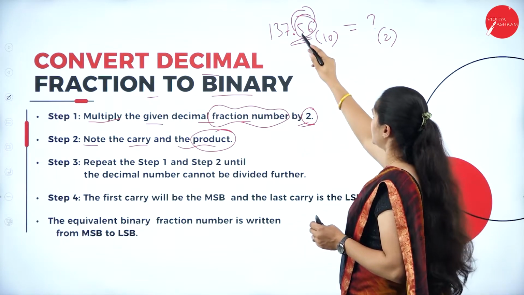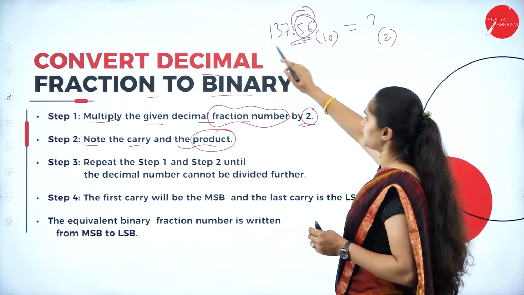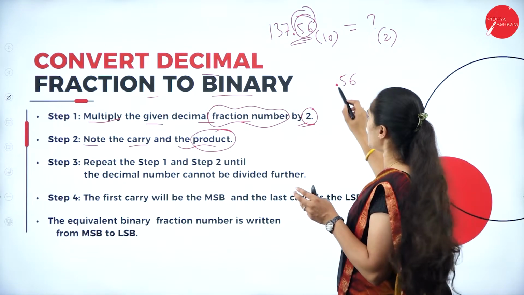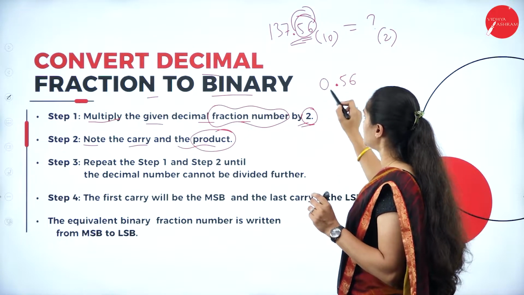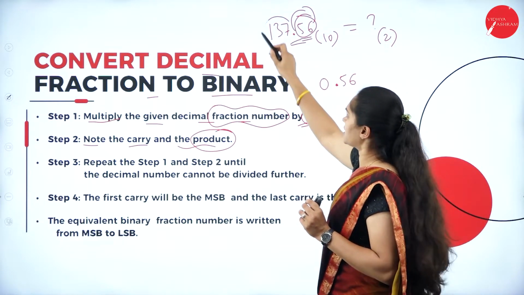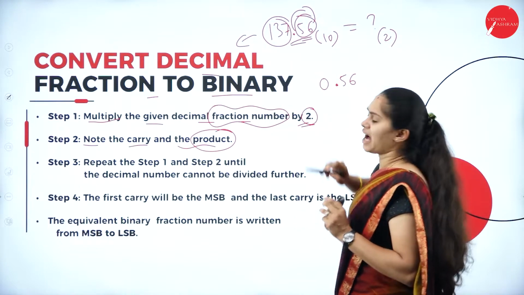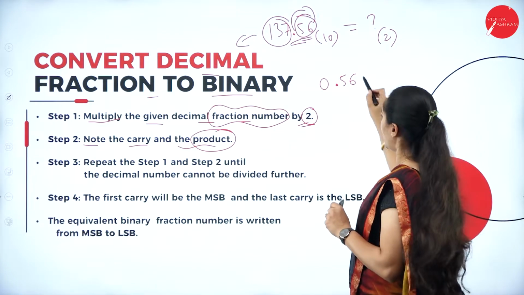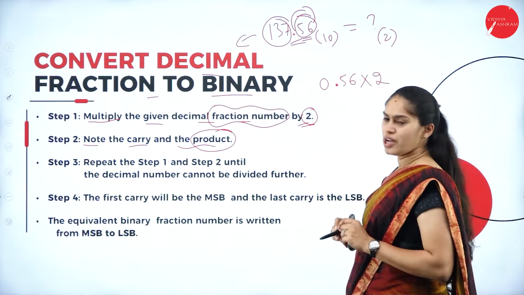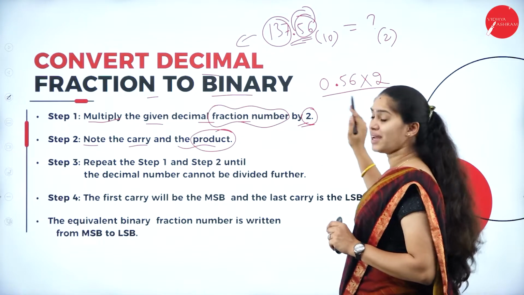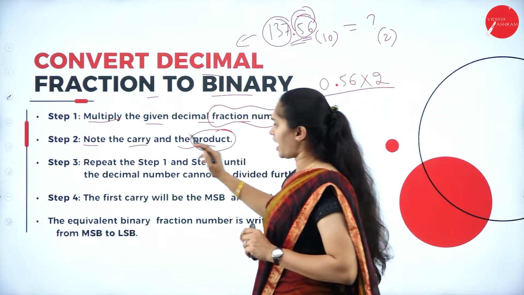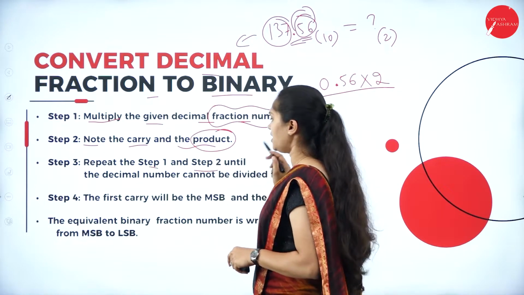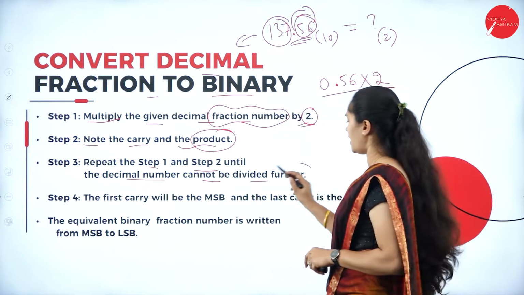We have to multiply it and find out the product. For example, if it is 0.56, after the decimal what we have is 0.56. I need to neglect the whole number. Then only we have 0.56. I need to multiply it by 2. Whatever we get out of it will be considered as the product, and we have to find the carry. Then we have to do the same step again and again until the decimal number cannot be divided further.